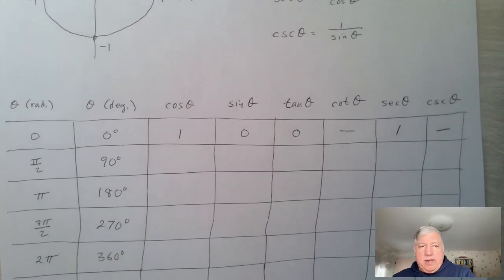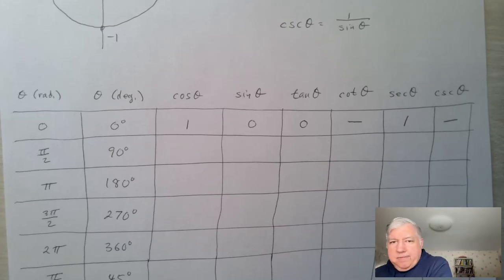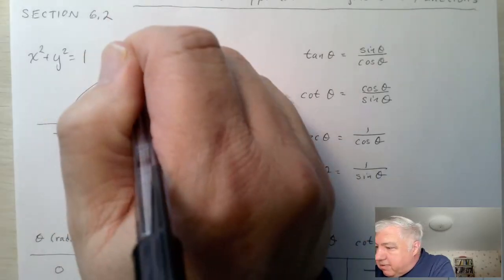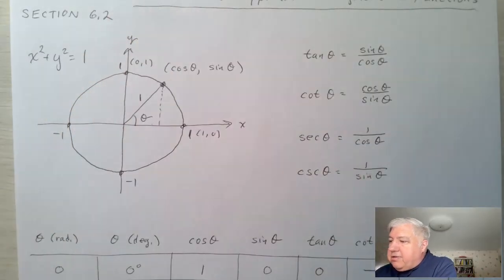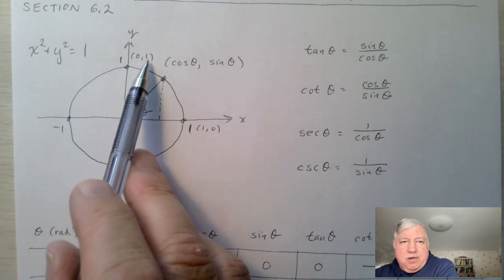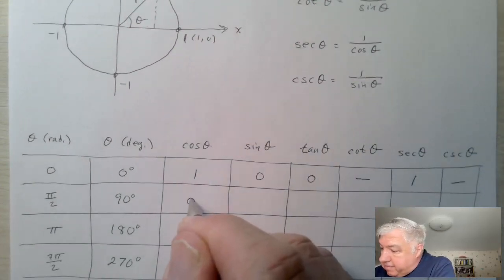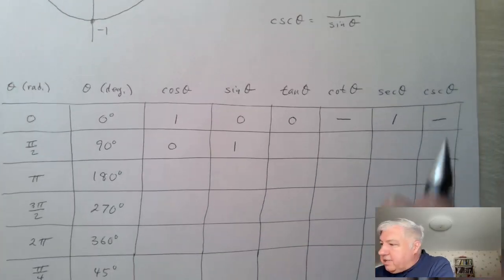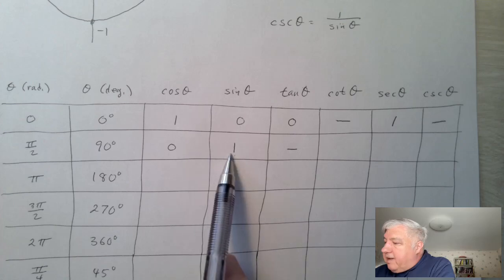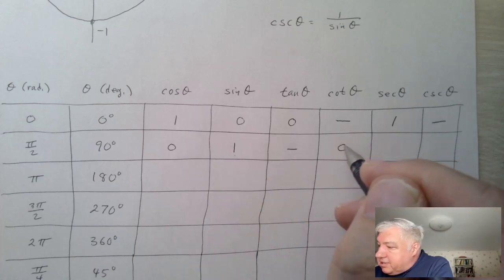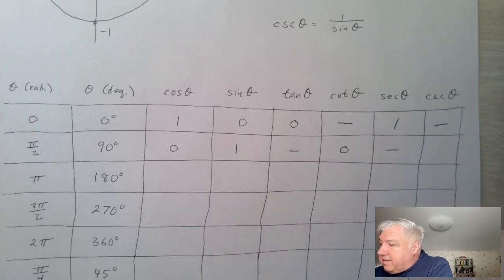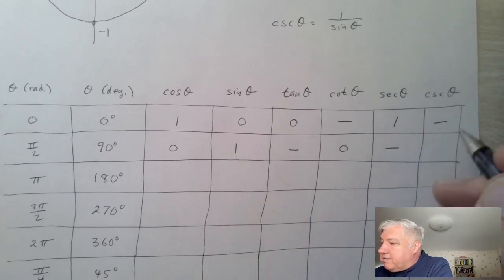Okay. All right, let's go to pi over 2, or 90 degrees. That is going to correspond to this point, and the coordinate of this point is 0, 1, so everything is interchanged. The cosine is 0, and the sine is 1. And now the tangent is undefined, because it's 1 divided by 0, and 0 divided by 1 is the cotangent, and the secant is 1 over 0, that's undefined, and the cosecant is 1 over 1, which is 1.